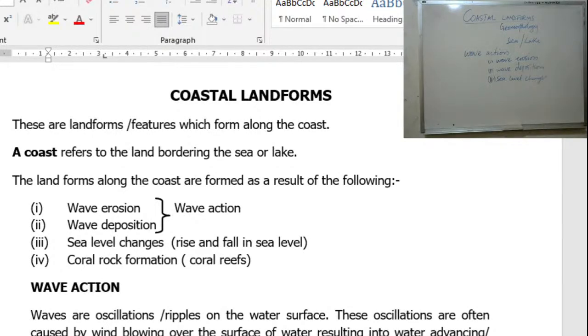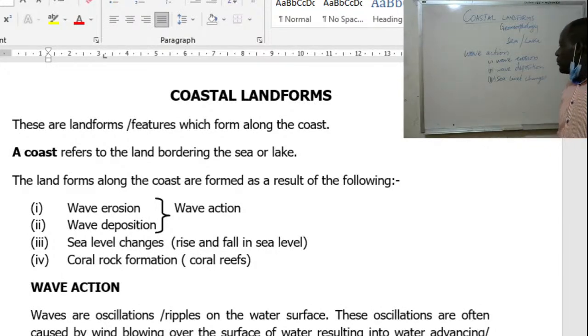You remember of recent, that was last year, there was a general outcry. People that live along the shores of Lake Victoria, much of the areas along Lake Victoria were submerged because of the rising levels of the waters of Lake Victoria. The same applied to Lake Albert. So there was a rise in sea level. That's what we are calling sea level rise. So it's an aspect of sea level change.